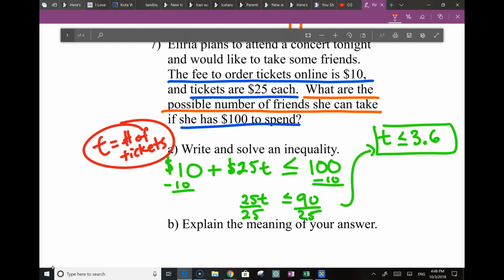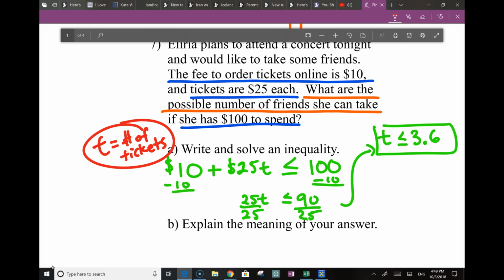Now, if the answer is 3.6 or less, the problem with this logically is that you can't order 3.6 tickets. How do you buy that? Or how do you invite 3.6 people to go with you anywhere? It doesn't make sense logically.